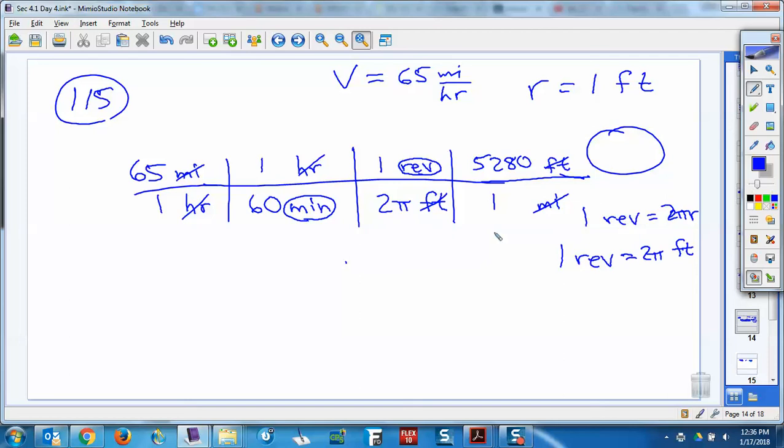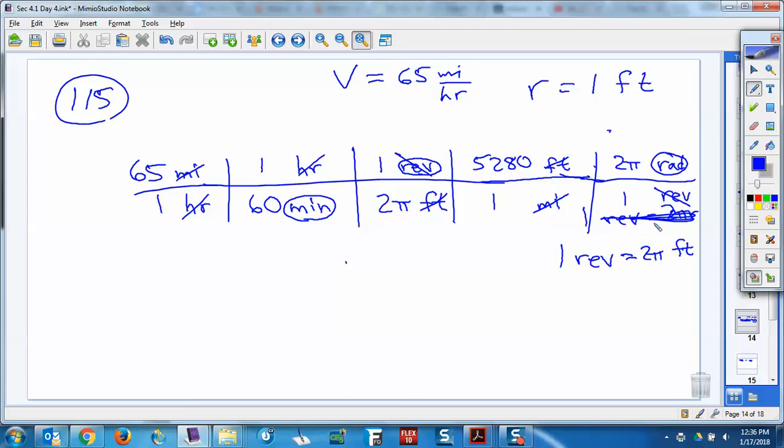All right, so what does B say? B says, find the angular speed of the wheels in radians per minute. Well, we could actually just take one more step. We already got minutes here. So let's get radians to end up here, and let's get revolutions to cancel. Now we're going to end up with radians per minute. So what do we got? 1 revolution is 2 pi radians.